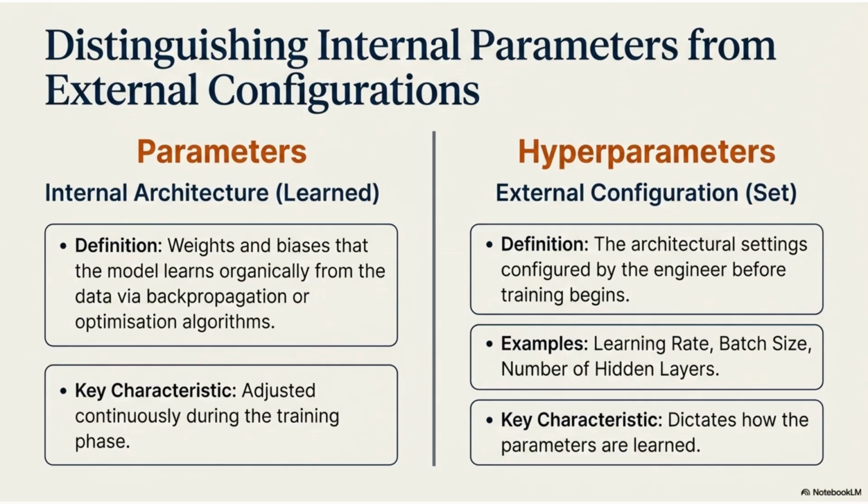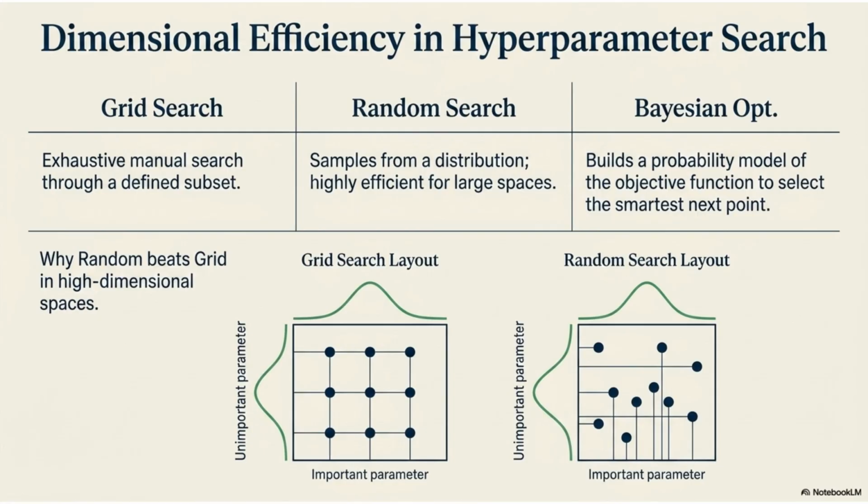It is important to distinguish between parameters and hyperparameters. Parameters are learned automatically during training, such as weights and biases. Hyperparameters, like learning rate and batch size, are set by the engineer beforehand and dictate how those internal parameters are learned. When searching for the best hyperparameters, we have several options.